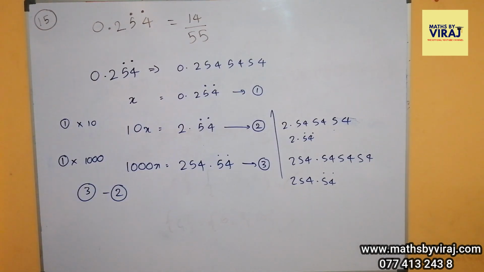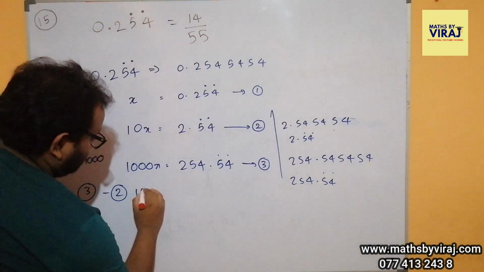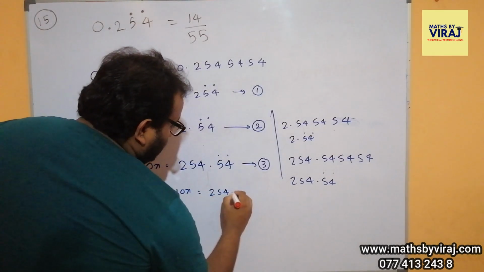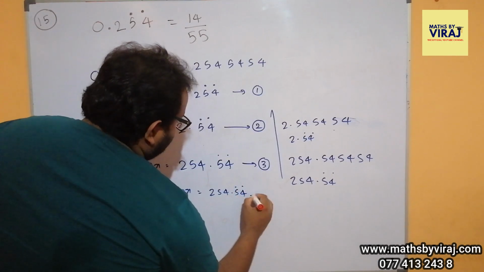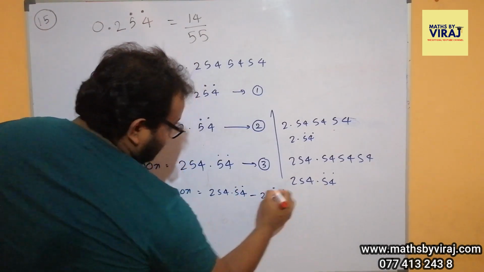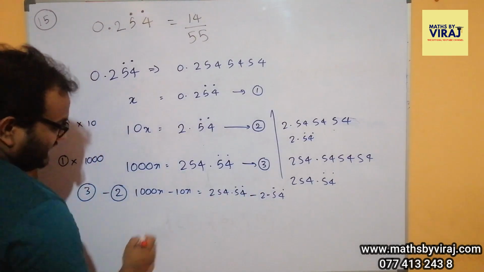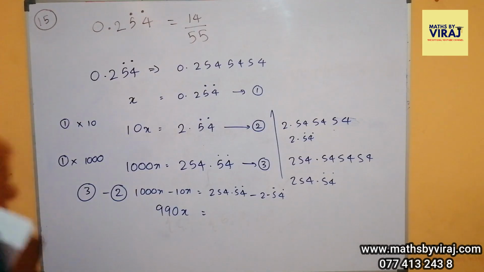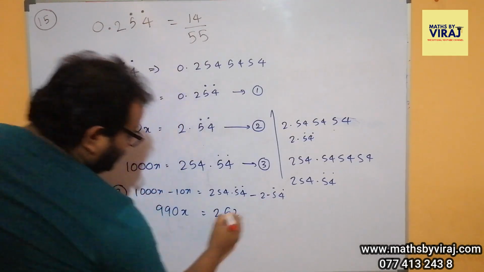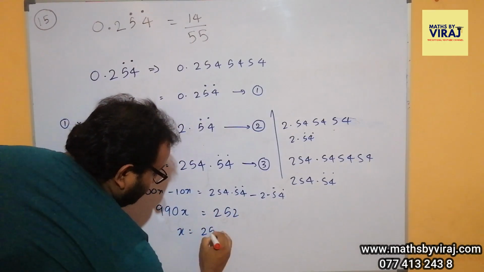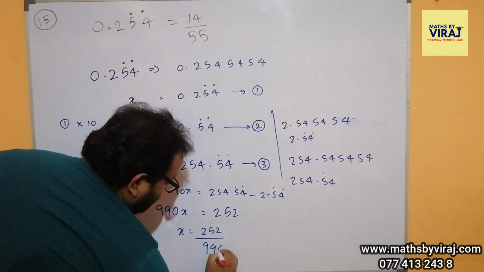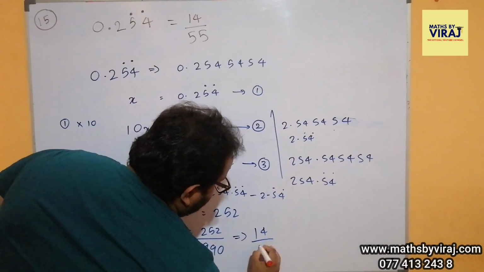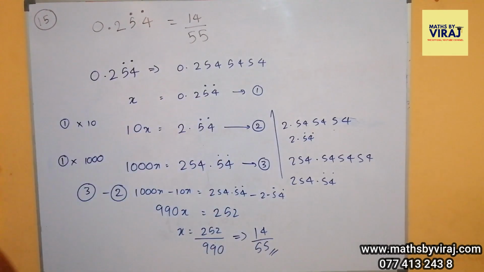So I get 1000x minus 10x is 254.54 recurring minus 2.54 recurring, which gives me 990x is equal to 252, and x is equal to 252 divided by 990, which gives me the answer 14/55. Very easy.